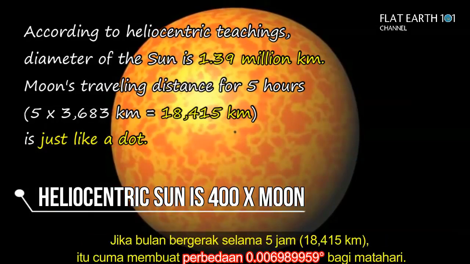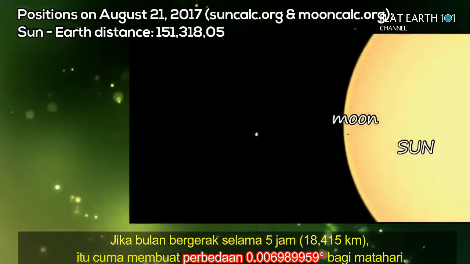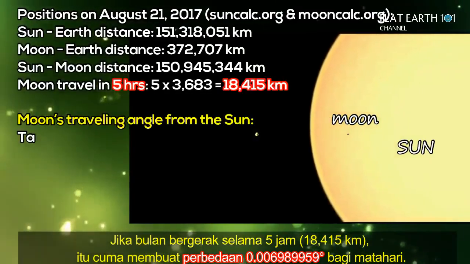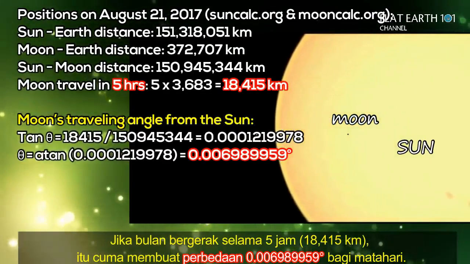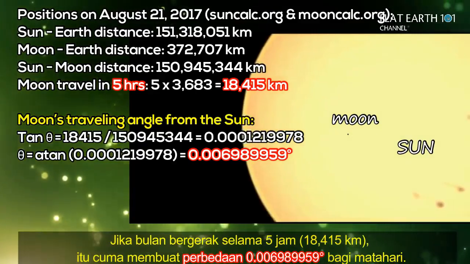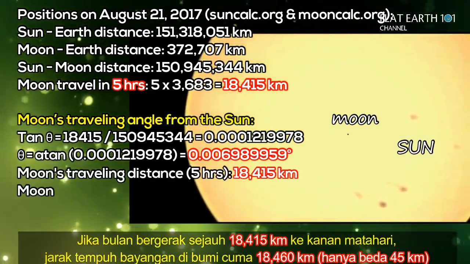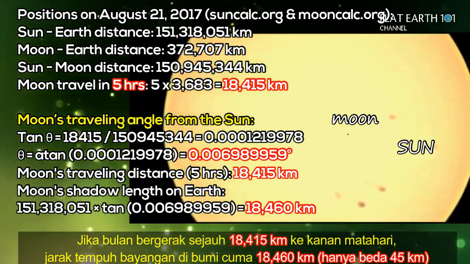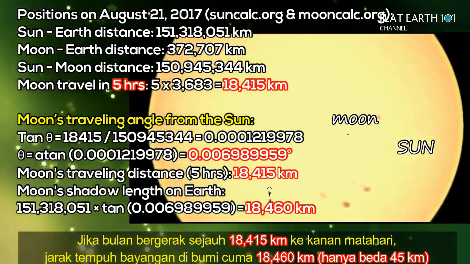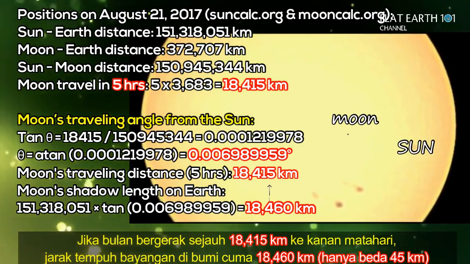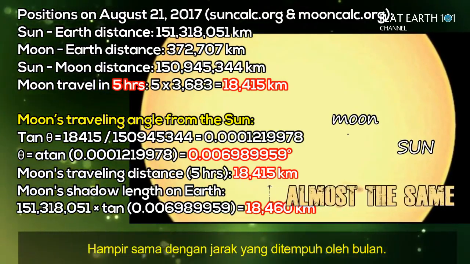If the Moon moves in 5 hours 18,415 kilometers, it only makes 0.006989959 degree difference. If the Moon moves 18,415 kilometers to the right side of the Sun, the shadow's distance on Earth is 18,460 kilometers, almost the same as the distance traveled by the Moon.